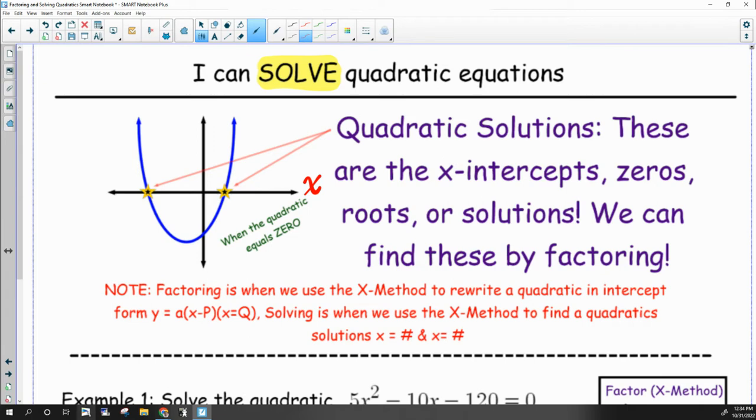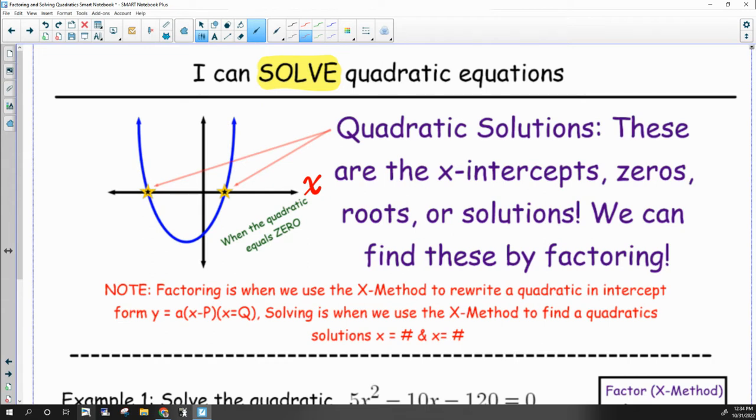They have a lot of different names. They can be called x-intercepts. They can be called zeros. Some people call them roots. Some people just call them solutions. We are using factoring to find these two solutions.